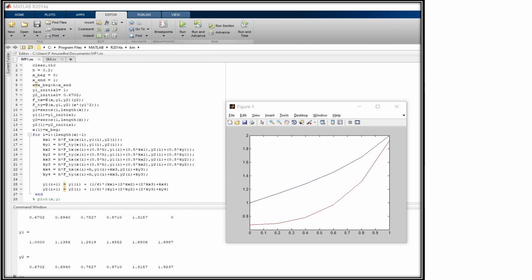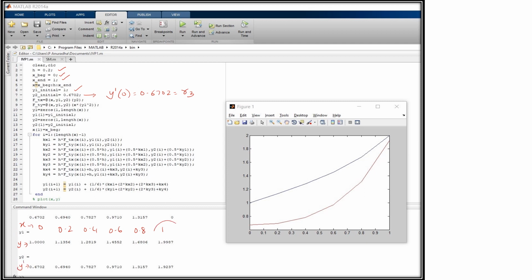Let's see the code for this IVP3. Again, h is 0.2, the initial value of x is 0, y of 0 is 1, and look at this. This is gamma 3. This is y dash of, or y2 of 0, equal to 0.6702, which is your gamma 3. This is the refinement. And what do we get here? Look at the values again. For x, we have 0, 0.2, 0.4, 0.6, 0.8, and 1. And these are your y values. These are your y dash values.